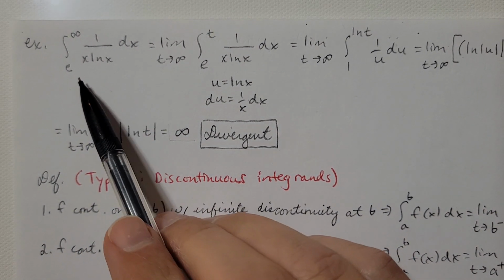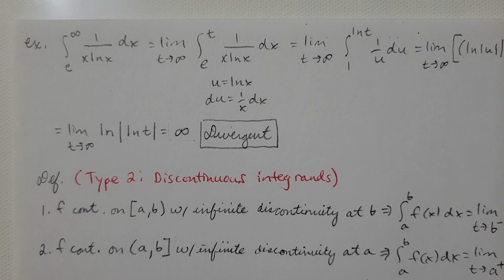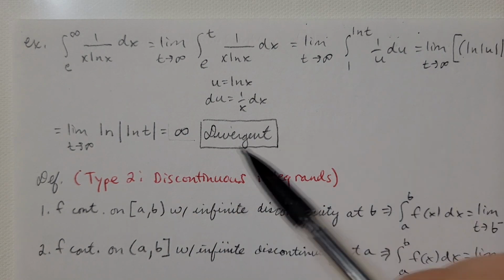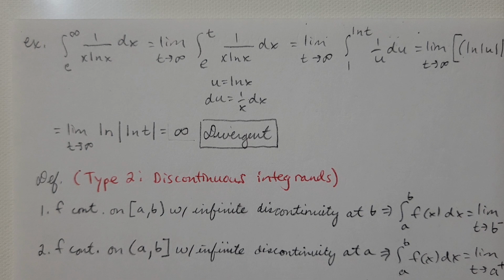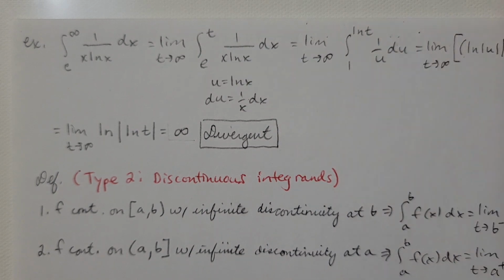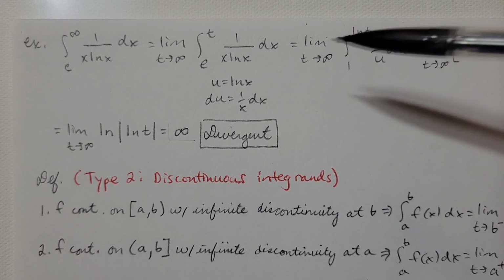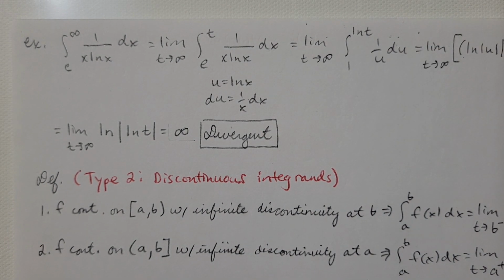So I want to integrate going from e to infinity 1 divided by x times the ln of x dx. That's a type 1 kind of improper integral. So I use the limit definition. That's always the first thing that I'm doing here. So I've got the limit as t approaches infinity of the integral going from e to t of 1 divided by x times the ln of x dx.